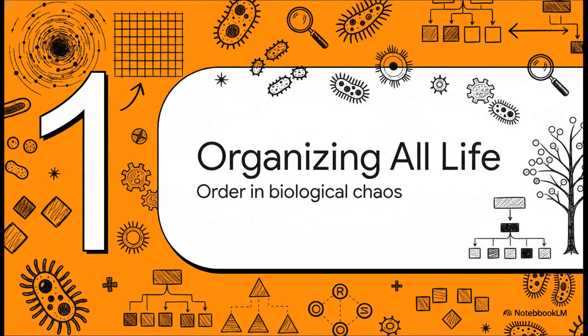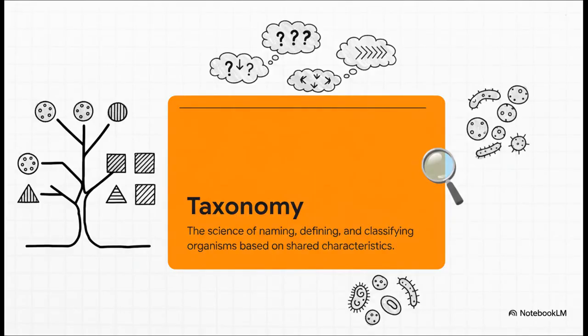Okay, so you've got this beautiful biological chaos. How do you find any order in it? Well, scientists needed a universal system, right? A set of rules to categorize all this incredible diversity. And that system is what we call taxonomy. You can think of it as biology's giant universal filing system.